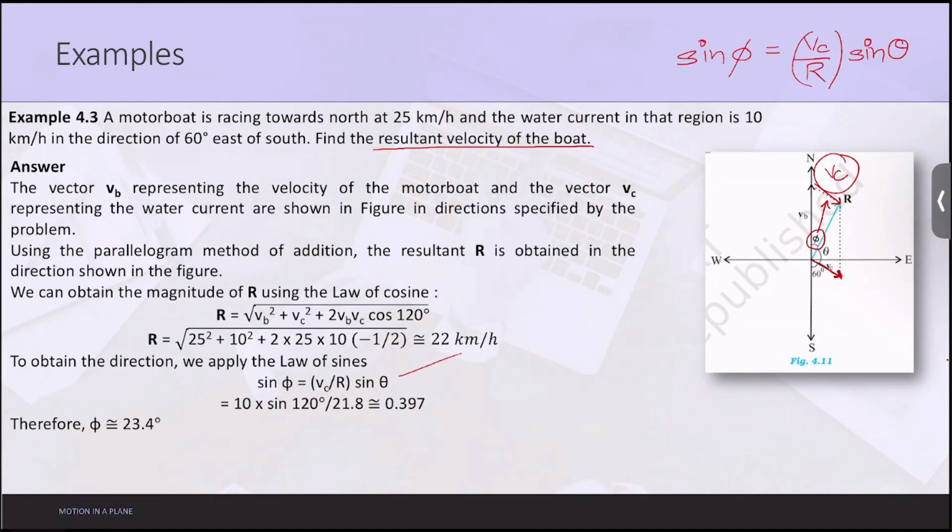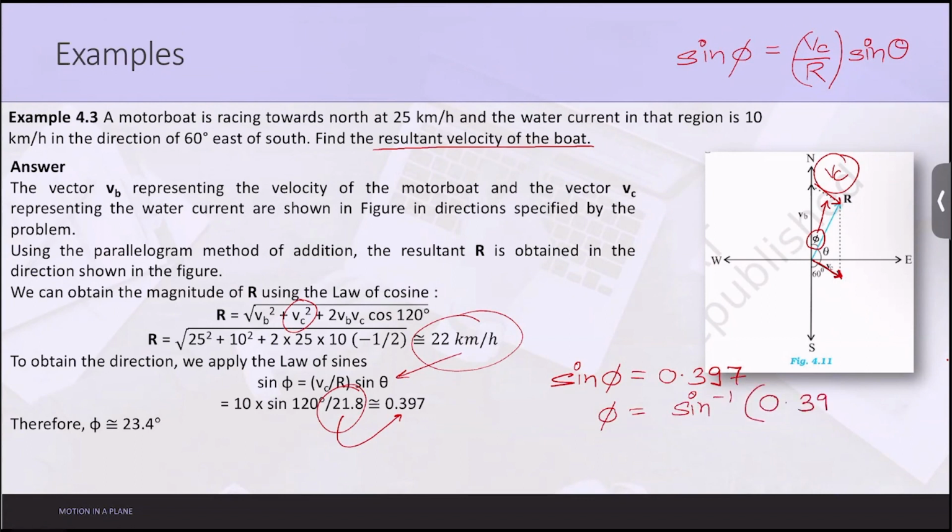Okay, so simple calculation: sine phi gives you VC upon R into sine theta. You know the value of VC, which is 10. You know the value of sine theta also, that is sine 120. And you know the value of capital R also, we just calculated it here. So just put it in the expression. You get the value of sine phi as equal to 0.397. Therefore phi will be equal to sine inverse 0.397, and phi will be approximately equal to 23.4 degrees. Okay, so that has also been explained.